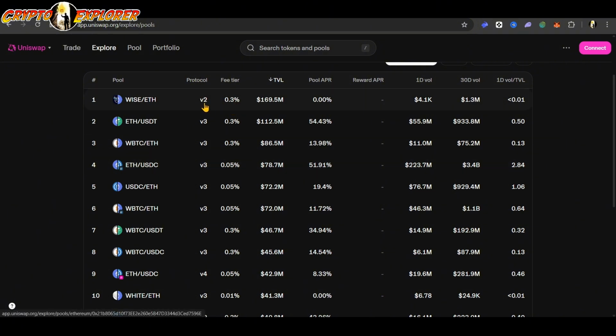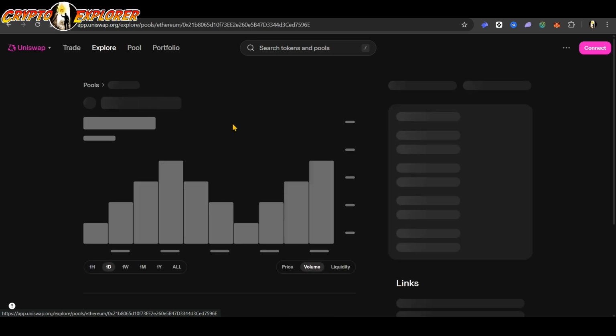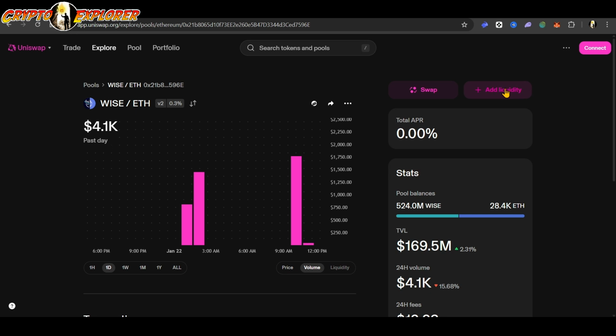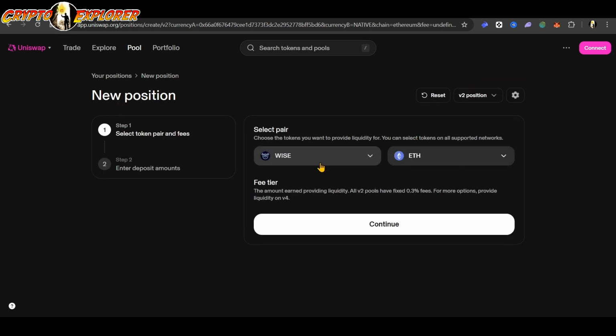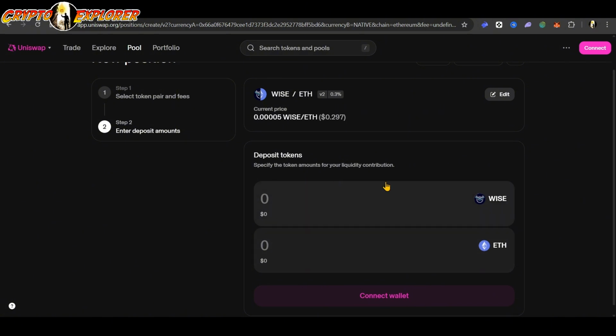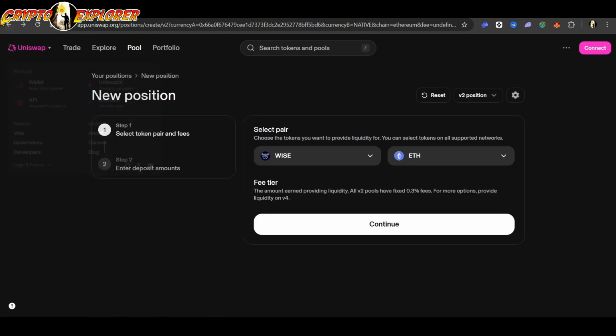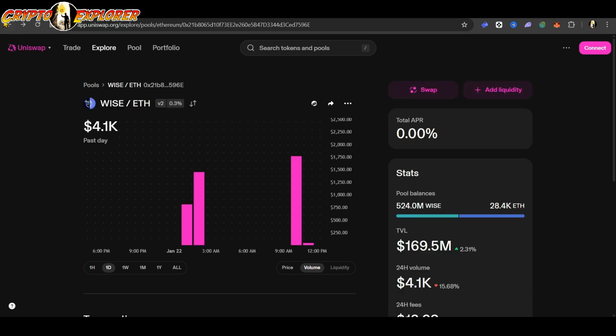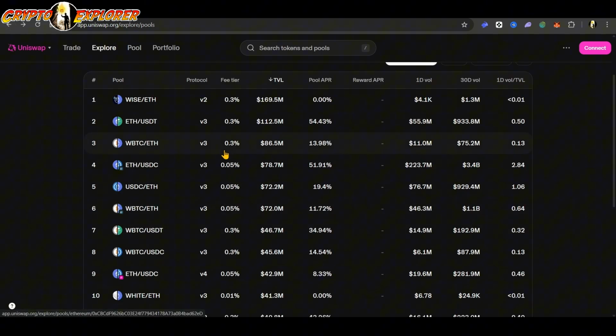In my previous video, I explained it, but I'm going to give you the rundown again. V2 is the original liquidity pools. These are much simpler. You come here, you deploy liquidity. You don't have to set ranges. You just add liquidity, both tokens in the pair, continue, select an amount, deposit, that's it. While if you're using something else, like a V3 or a V4, I'll tell you the difference.